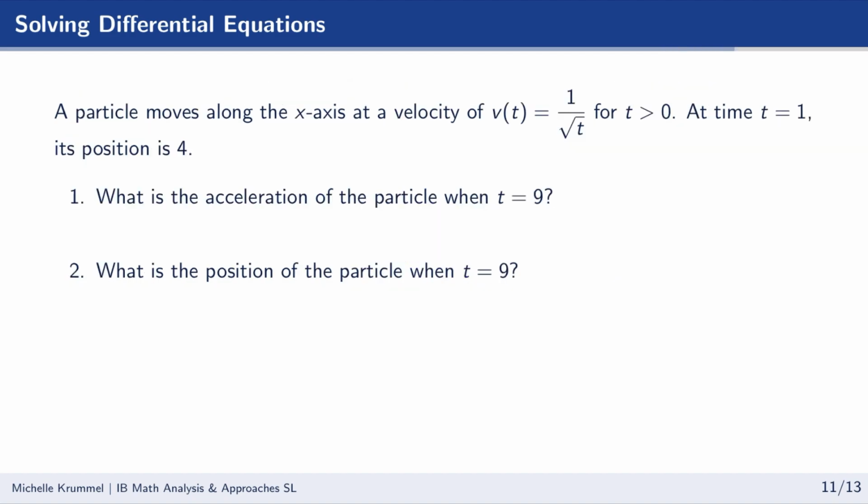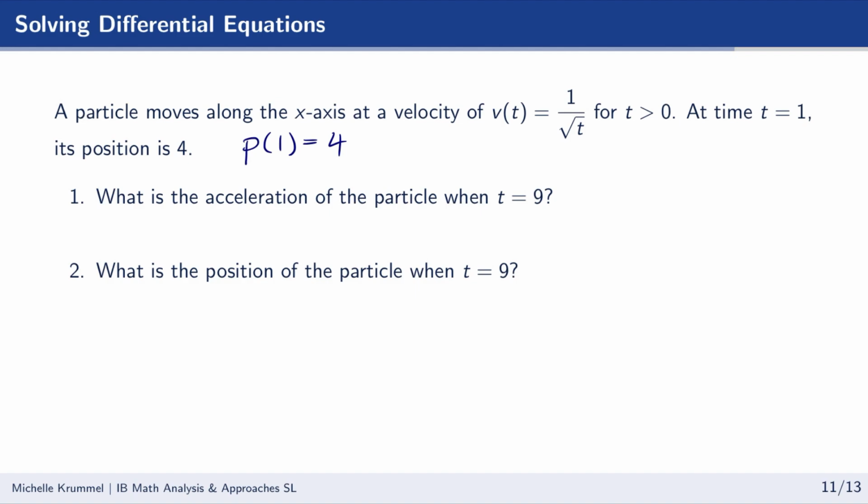And our last example here involves particle motion. We have a particle moving along the x-axis, a horizontal motion. The velocity is given by the equation v of t equals 1 over root t for times greater than 0. At time t equals 1, its position is 4. Now this is the velocity equation. So let's call the position equation p of t. And then we know at time 1, so p of 1 equals 4. What is the acceleration of the particle when t is 9?